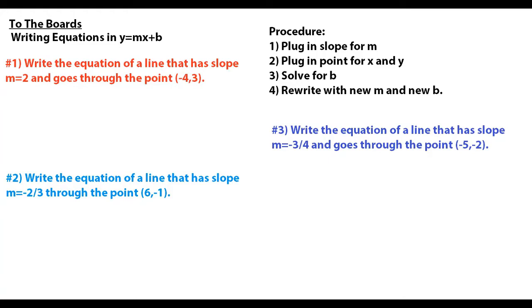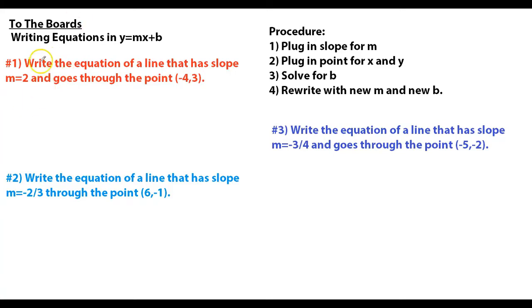We've been learning how to write equations in y equals mx plus b. To do these, step number 1, you're going to want to find the slope and plug it in for the m value. Then in step number 2, you're going to plug the point in for the x and the y inside the equation. You'll then solve for b and then rewrite the problem with the new m and the new b that you have found. So go ahead and pause the video and try these 3 questions. When you're ready to check your answers, unpause the video and we'll see how you did.